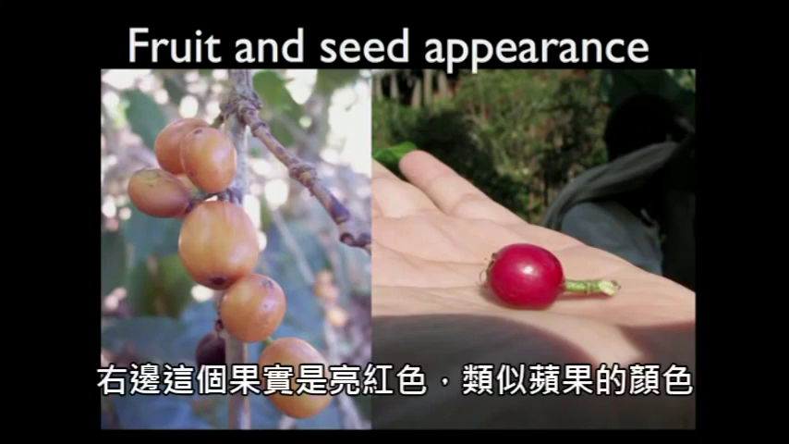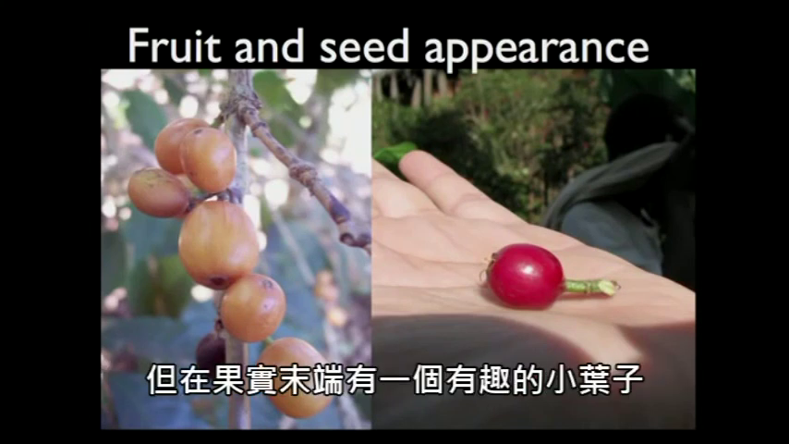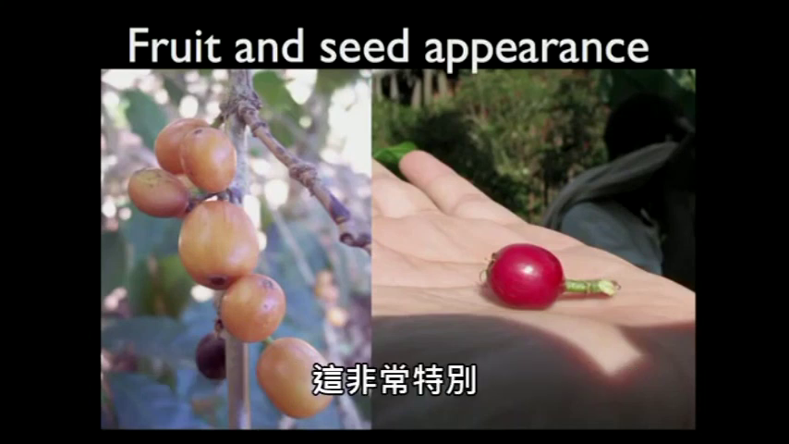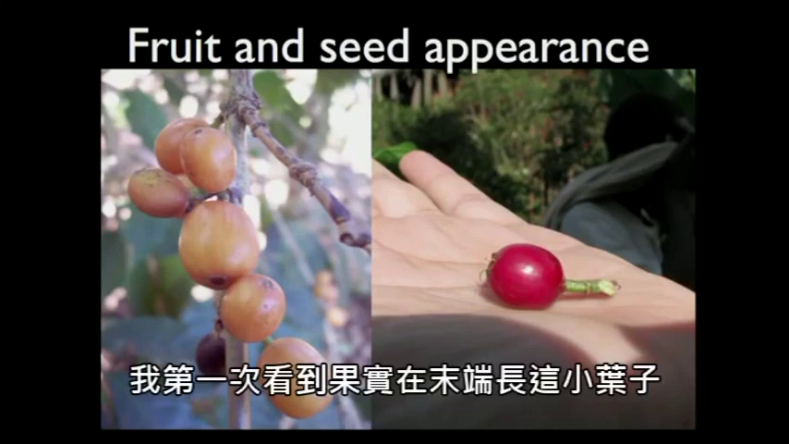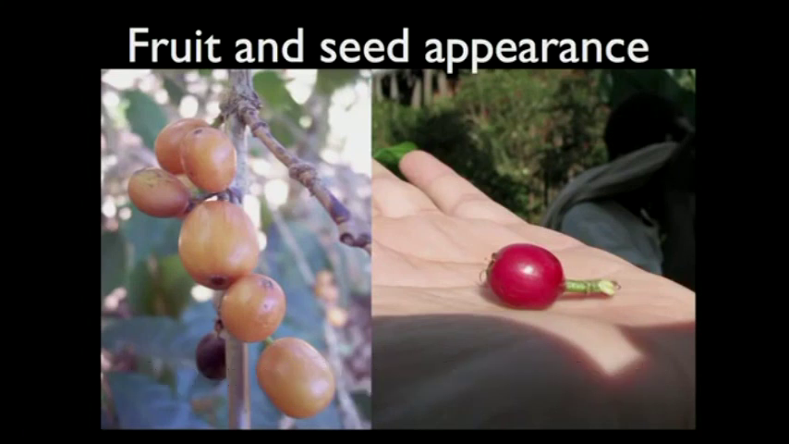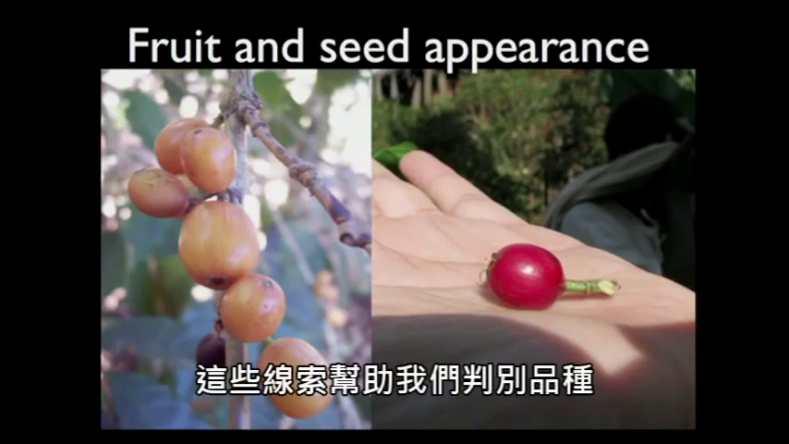The one on the right is bright red, sort of the color of an apple, but it's got little funny looking leaves that come out of the end of the fruit. That is a dead giveaway. That's the only coffee plant that I've ever seen that has those little leaves growing out of the end of it. That gives you a clue as to what the variety is.